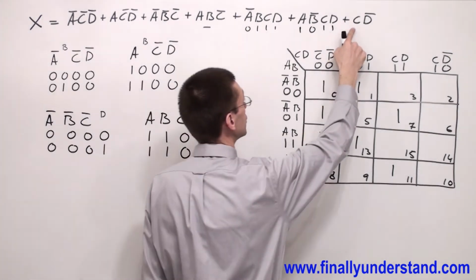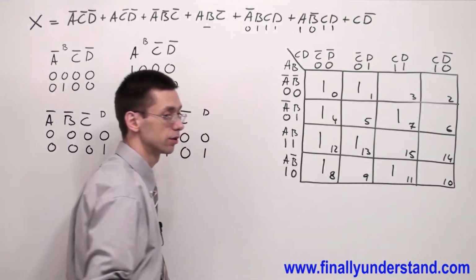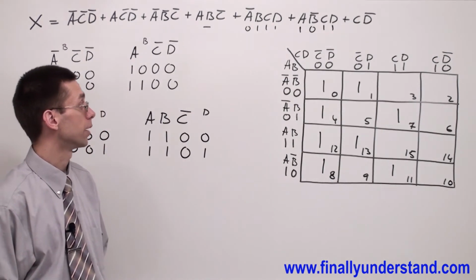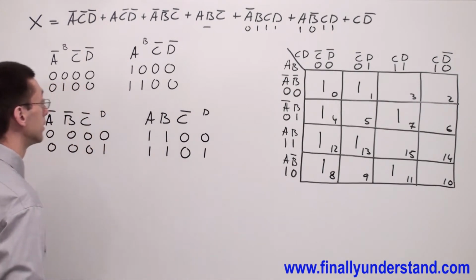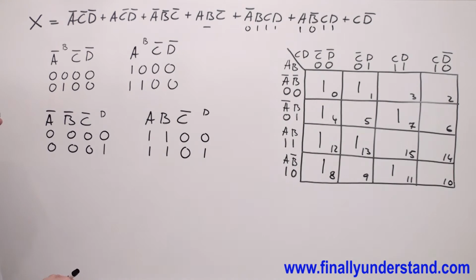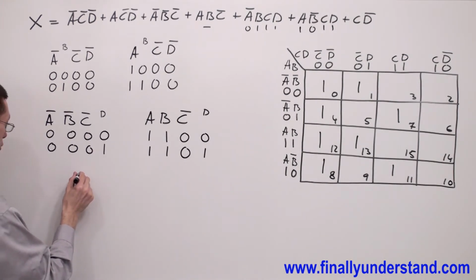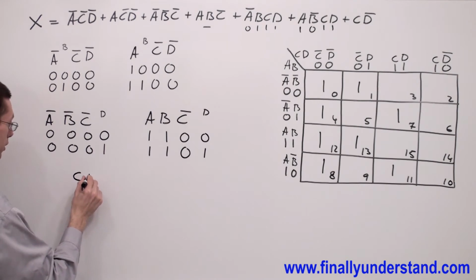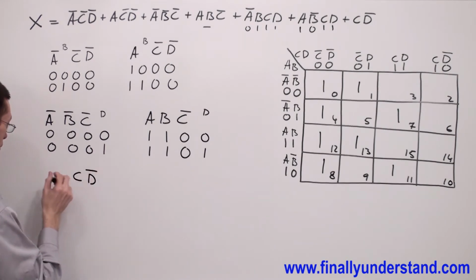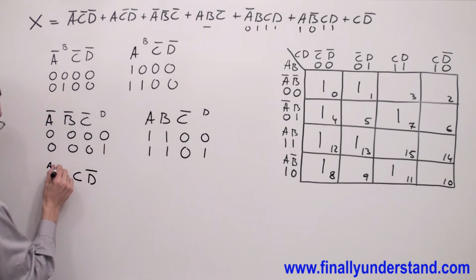I have C, D naught. This is not standard form. That's why I'm going to find in what cells I'm supposed to write ones. I have C, D naught. I'm missing A and I'm missing B.